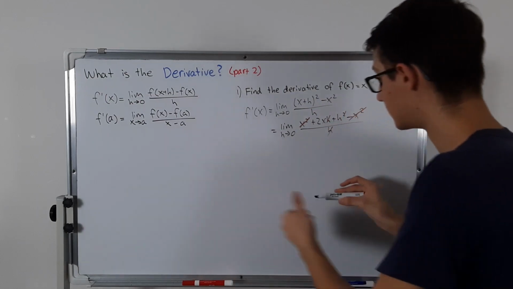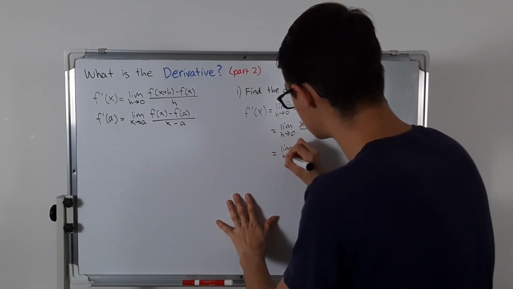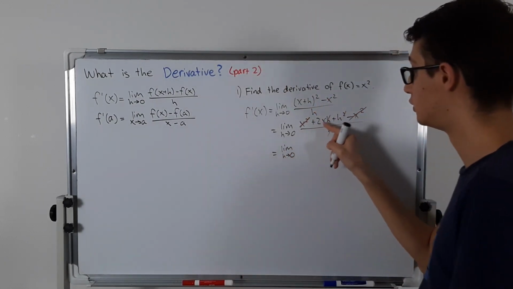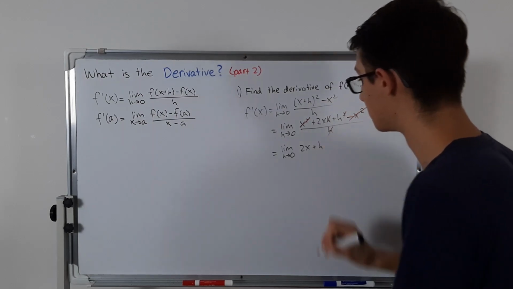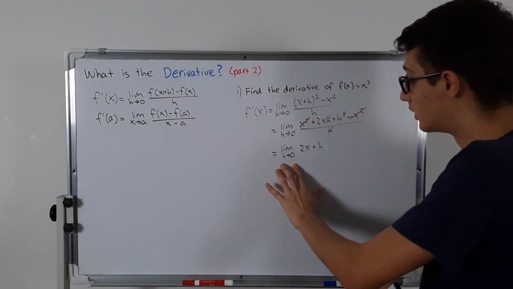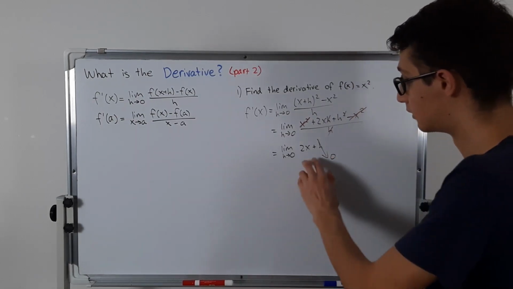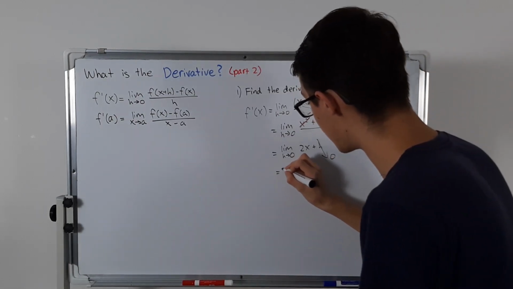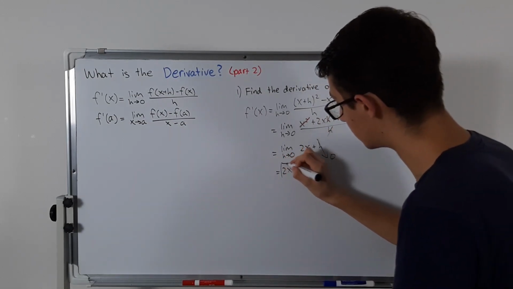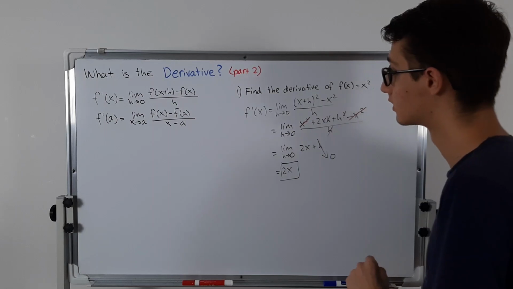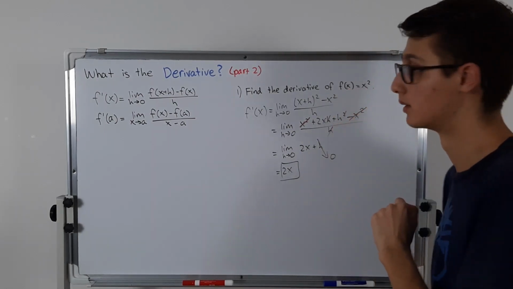And so let me write down what we have now. We have the limit as h approaches 0 of 2x plus h, right? Well, as h goes to 0, that just goes to 0, and we are left with just 2x. So now I don't write the limit anymore because this is our final answer, and it is 2x. So the derivative of x squared is 2x.